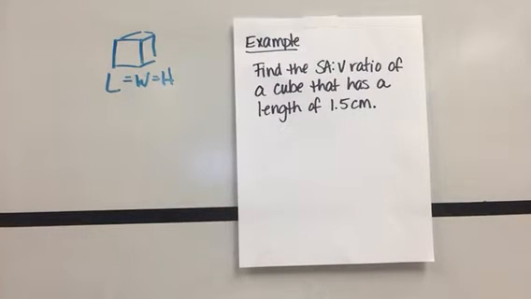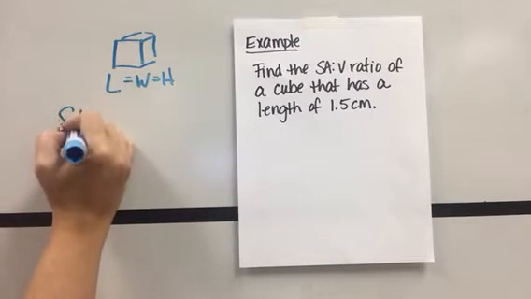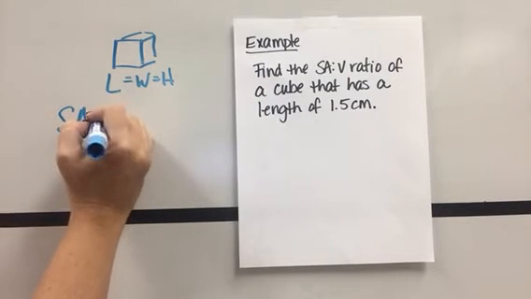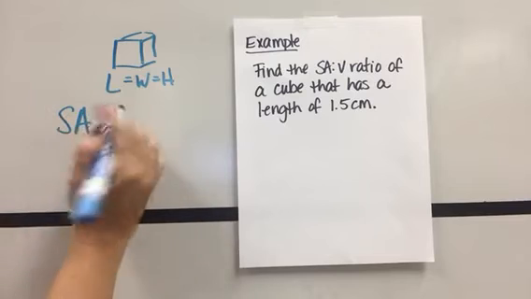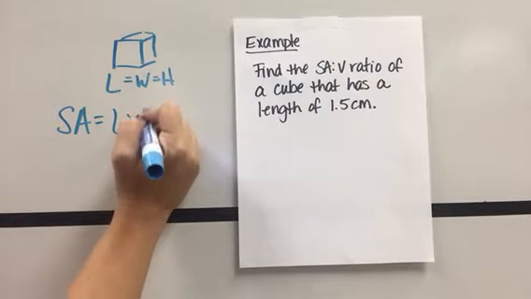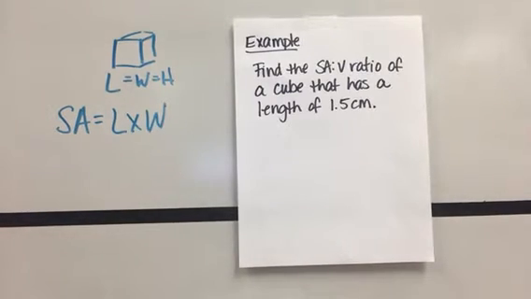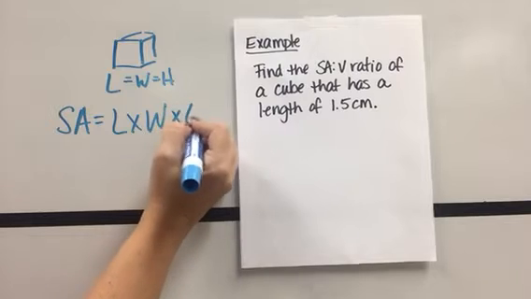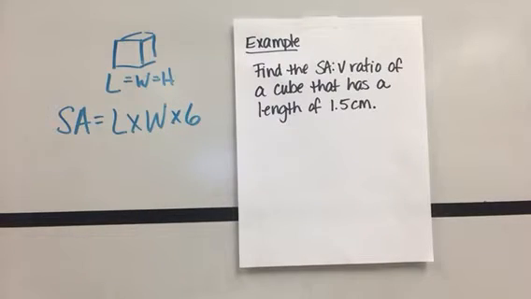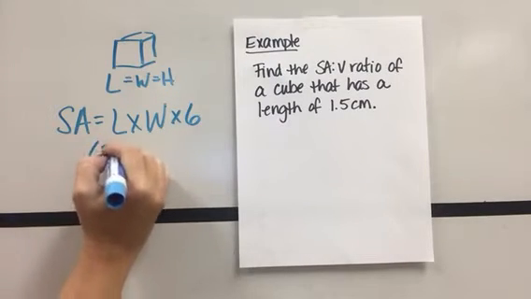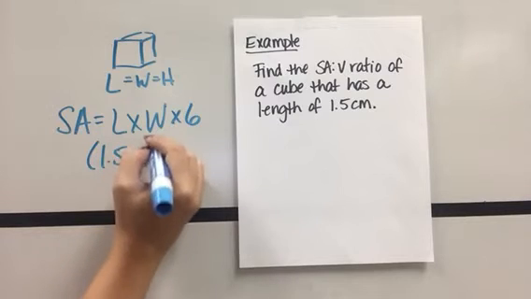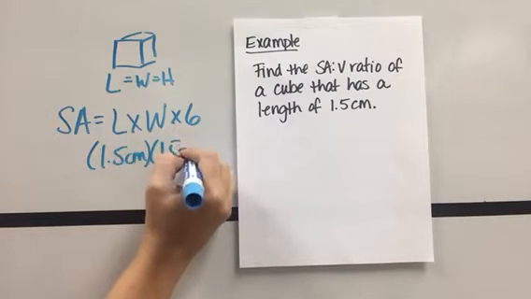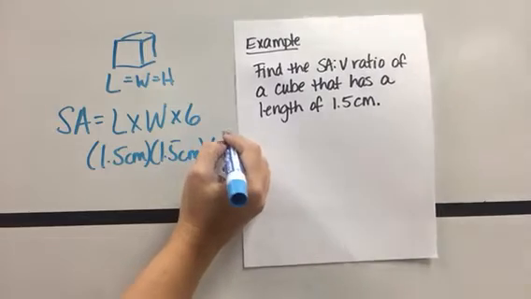So the first thing we're going to do is solve for the surface area. So area is equal to length times width, okay? But since this is a cube, there are 6 sides. So if we counted, there would be 6 sides. So we have to also multiply this times 6. So we've got 1.5 centimeters times 1.5 centimeters times 6.